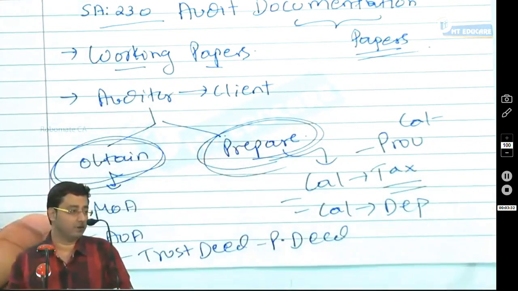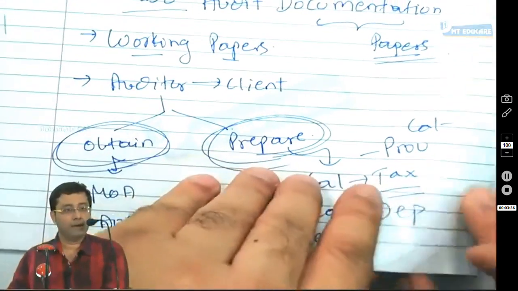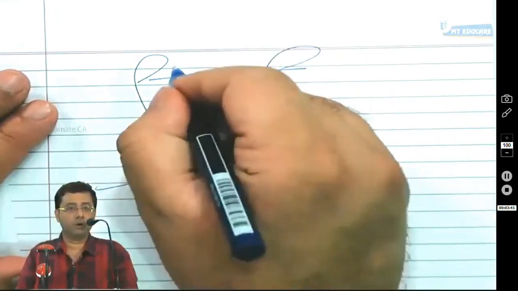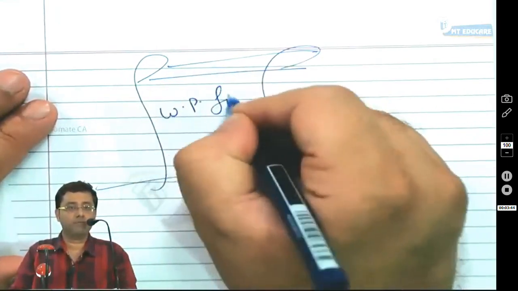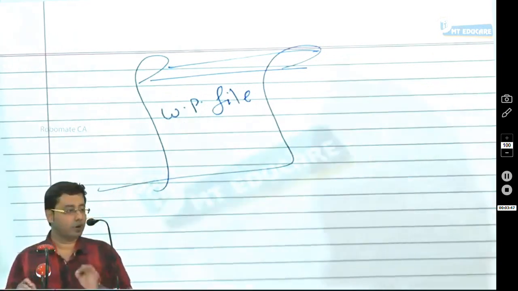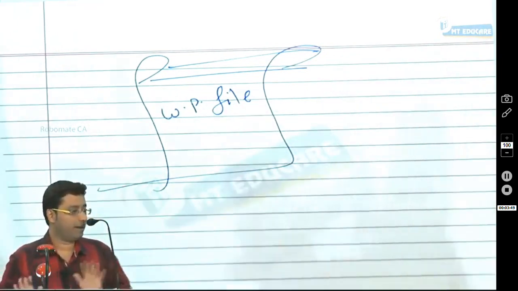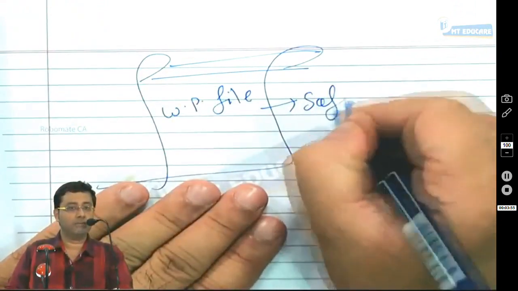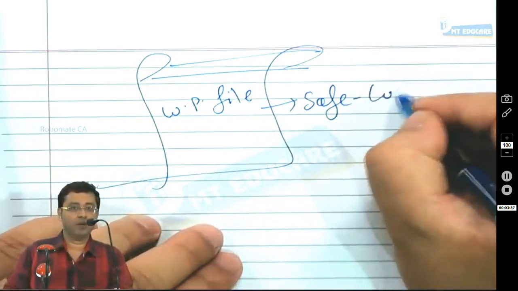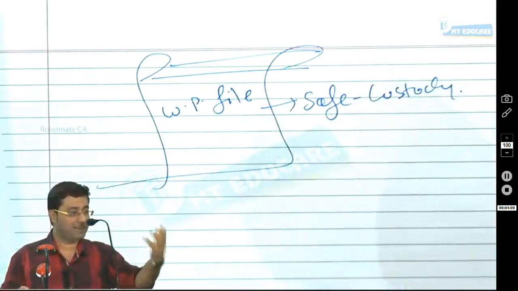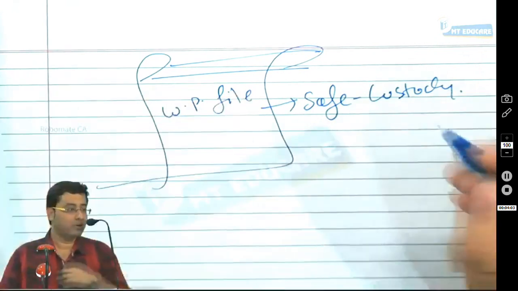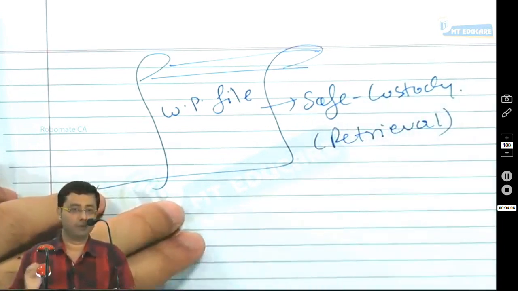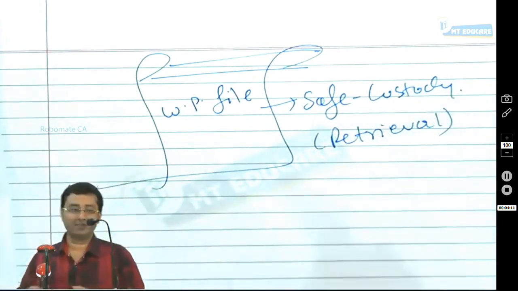This is what the client has given you. No matter whether you prepare it or the client gives you, no matter who prepares it, ultimately a working paper should always be kept in a working paper file. This is very important. An auditor should always keep his working papers in a working paper file. That means he should keep his working papers in safe custody, so that later, if the need arises, you can immediately retrieve them. What is important here is retrieval of working papers. You should be in a position to retrieve them as and when the need arises.